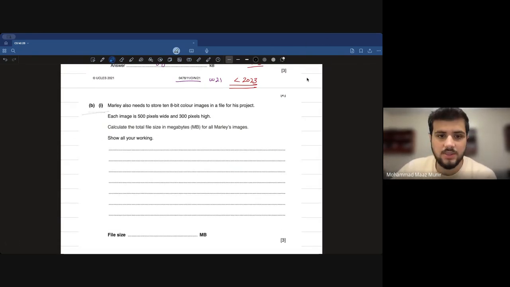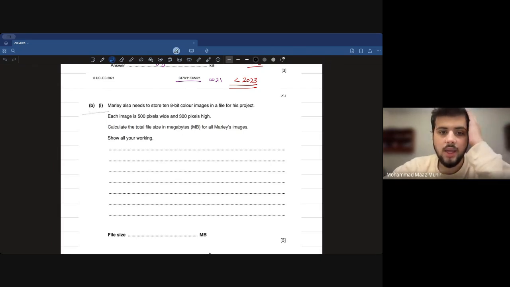This was basically summer 2019. Okay, so this is basically from May-June 2019, and we would be now looking into this one question again related to file size, and it's just going to be implementing the same formula which we studied earlier on.